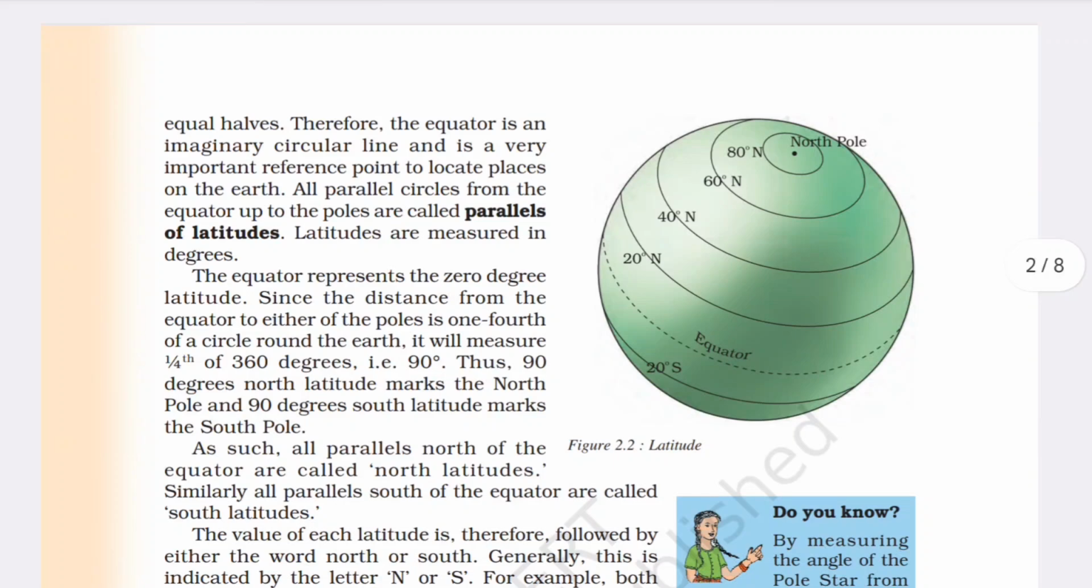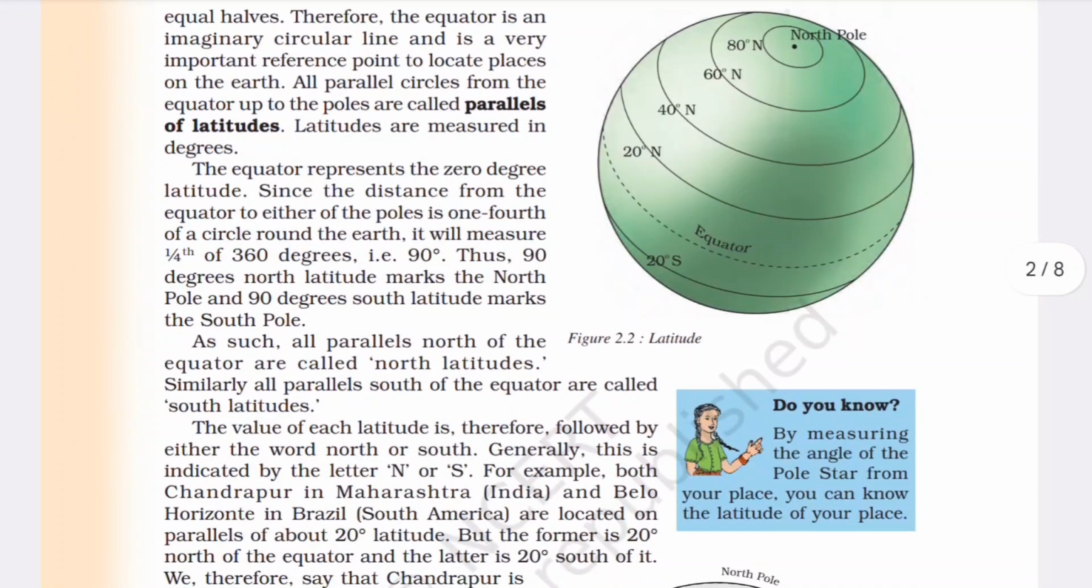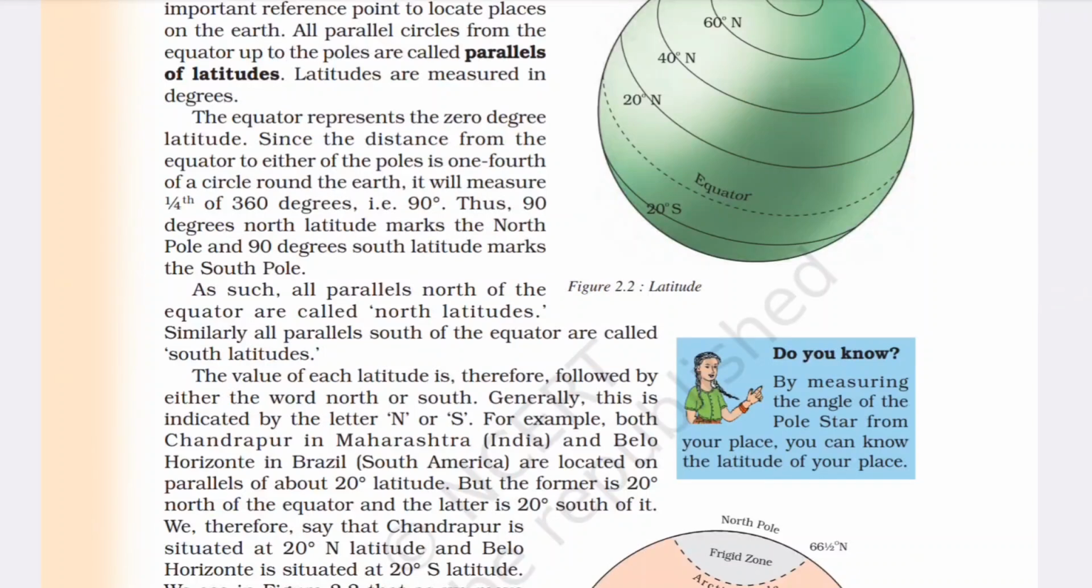Latitudes are measured in degrees. The equator represents the 0 degree latitude. Since the distance from the equator to either of the poles is 1/4 of the circle around the Earth, it will measure 1/4 of 360 degrees, that is 90. Thus 90-degree north latitude marks the North Pole and 90-degree south latitude marks the South Pole.